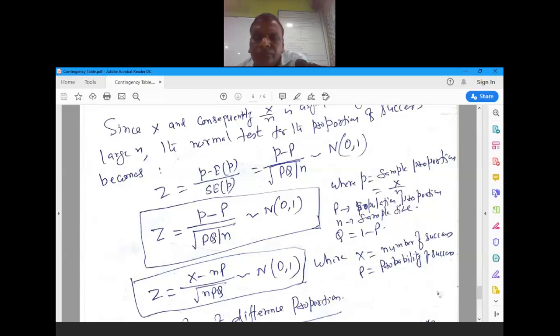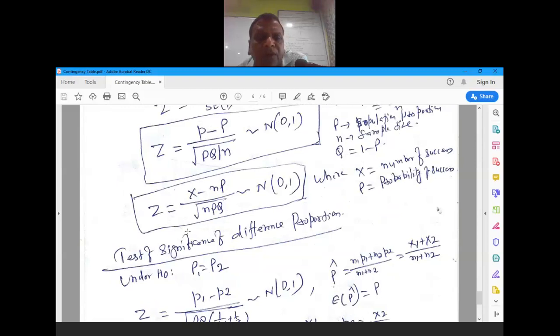And remember, another formula is Z equals capital X minus NP divided by the square root of NPQ, and this follows a normal distribution, that is, a standard normal variate with mean 0 and variance 1. Remember, X is the number of successes and P is the probability of success. If you solve an example, it will be clear.